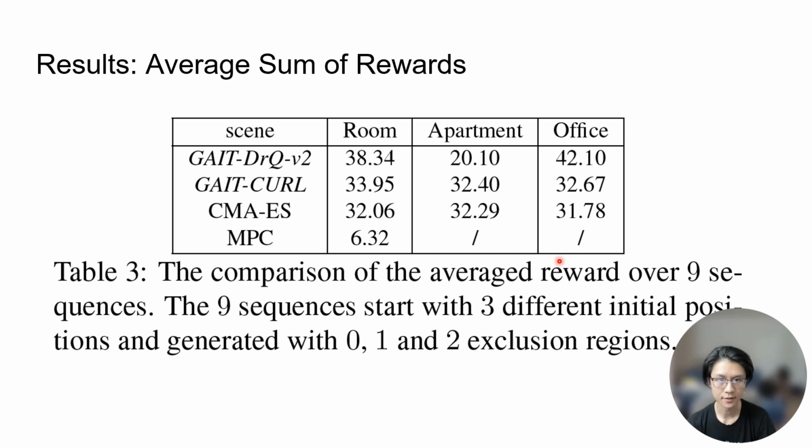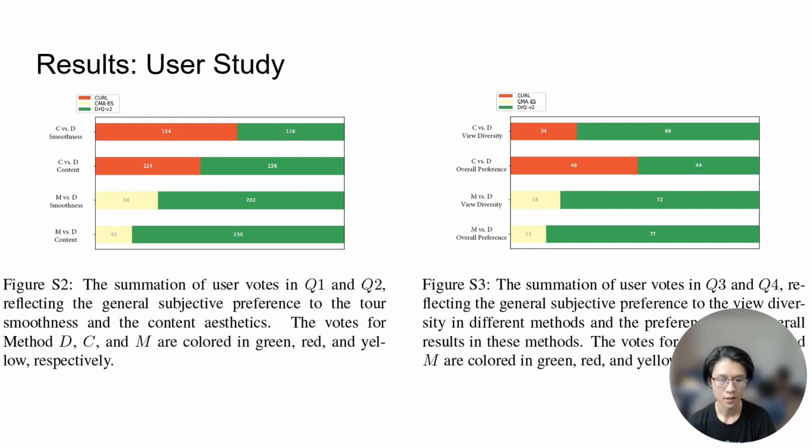We can see that the GAIT DrQ-v2 and CURL agents outperform CMA-ES and MPC on the average sum of rewards over 3 scenes. In the user study, GAIT DrQ-v2 is significantly favored versus CMA-ES in all categories. GAIT CURL and GAIT DrQ-v2 each has their strengths and weaknesses, but is similarly voted overall.